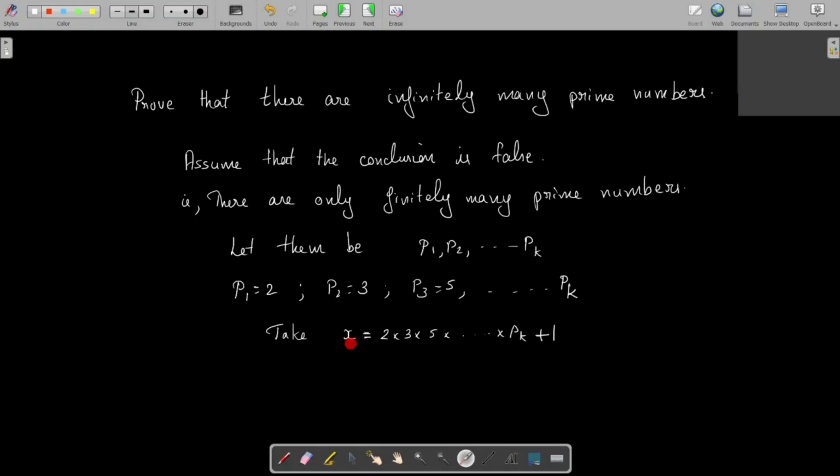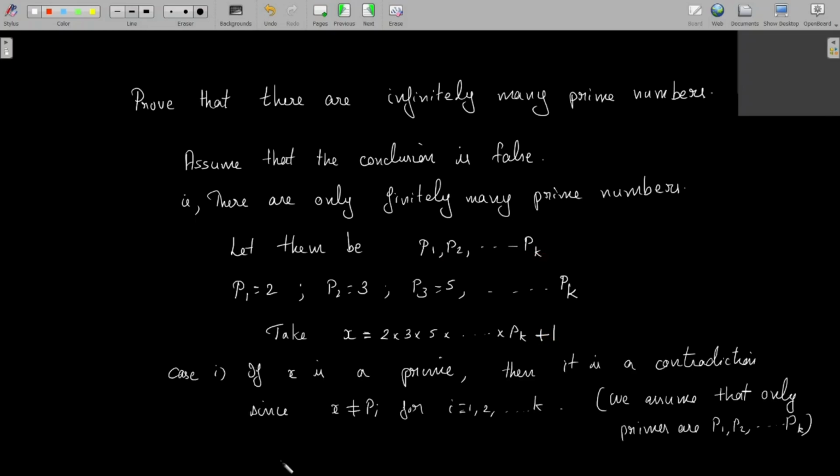Also, if we divide x by each of these primes, that will give the remainder 1. For example, if you divide by p2, then p2 equals 3, and 3 is here in this product. And what remains as a remainder? It is 1. Similarly, if we divide by pk, pk is also there in this product. Therefore, here also when we divide x by pk, the remainder will be 1. Likewise, if we divide x by each of these primes, always the remainder will be 1. So, here we consider two cases.